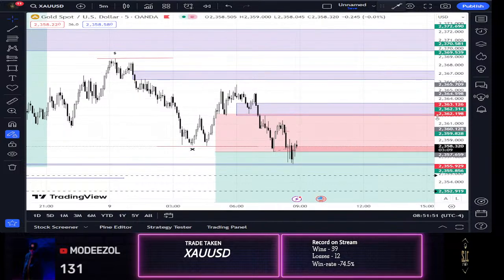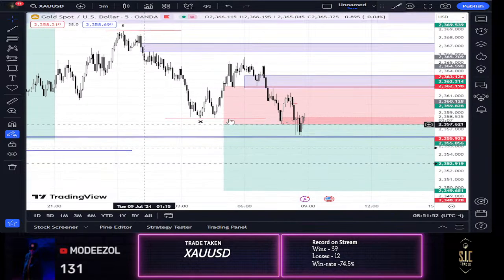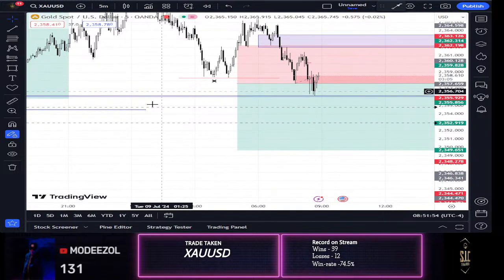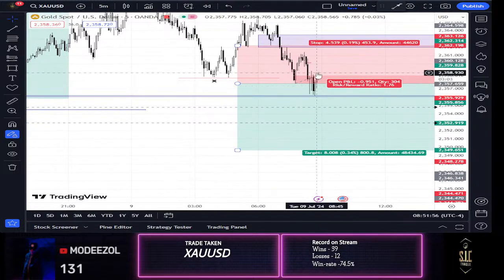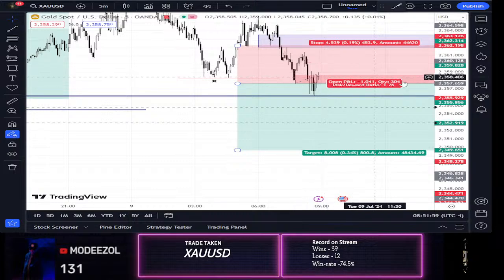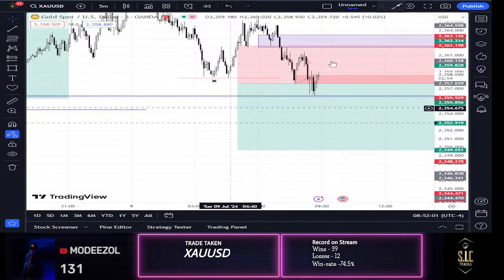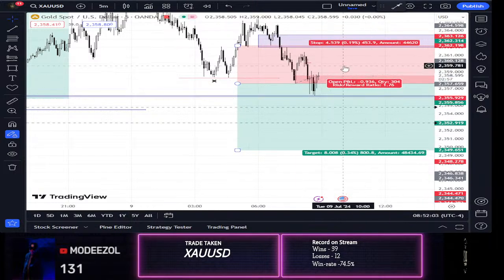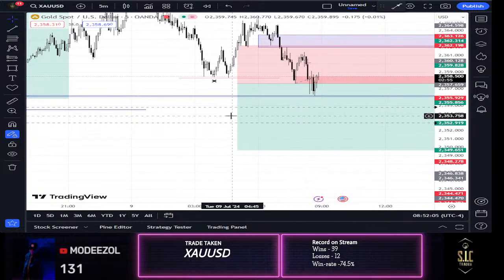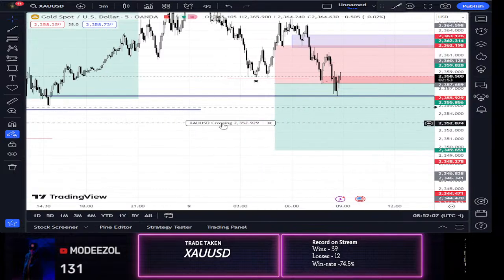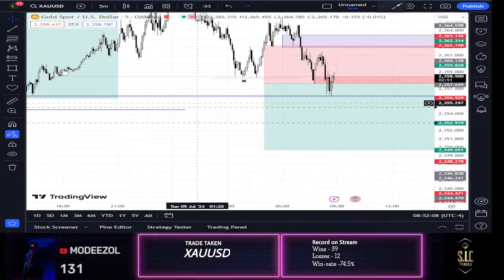But what is the rule of thumb? DXY moving up, gold needs to move down, but gold will breathe. You know what I'm saying? So maybe she'll move down late or early or at the same time. You just gotta wait and look and see.